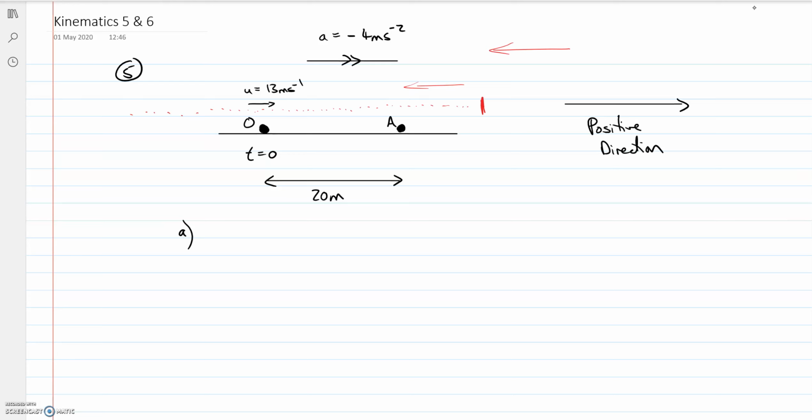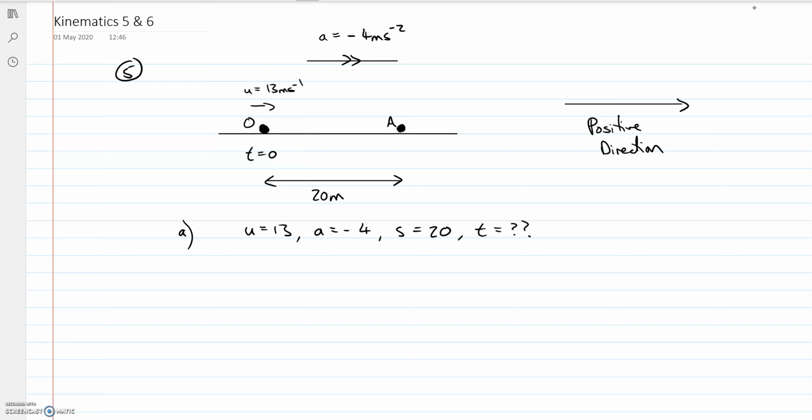The time where it's going from left to right through A, then it goes past A, and then it's going to start coming back eventually, and it's going to go back through A again. So let's have a look at how this is going to work in our equations. So we have U is 13 meters per second, and the acceleration is constant, it's minus 4. And we know that the displacement when it's at A will be 20 meters from its initial start. And we're looking for t, we don't know what t is.